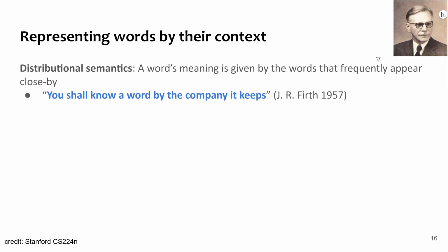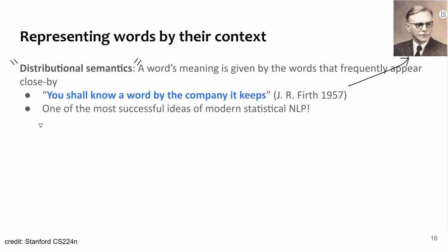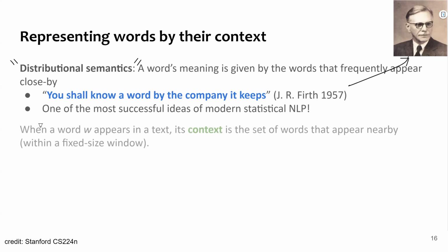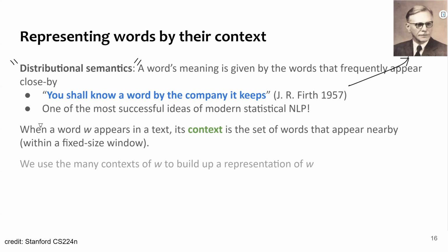J.R. Firth was the first researcher who came up with this distributional semantics idea. Quote, "You shall know a word by the company it keeps." This is one of the most successful ideas of modern statistical NLP. When a word W appears in a text, its context is the set of words that appear nearby within a fixed size window. And we use the many contexts of W to build up a representation of W.